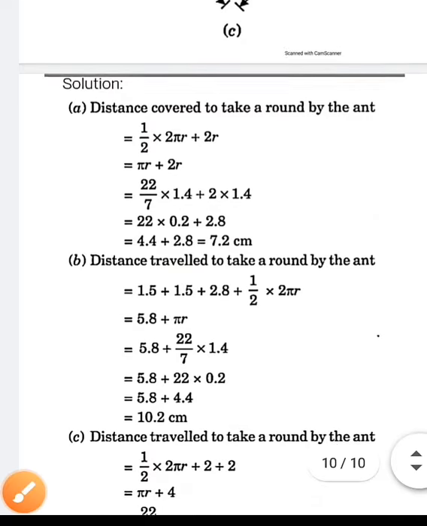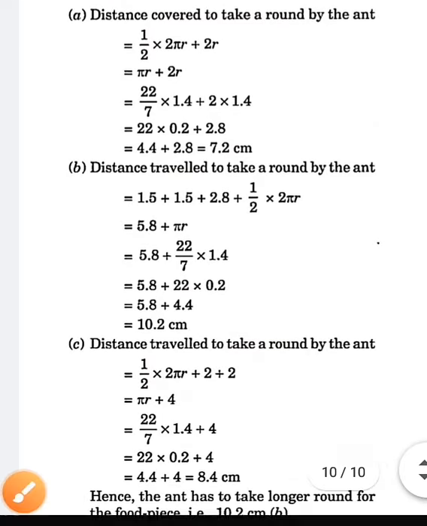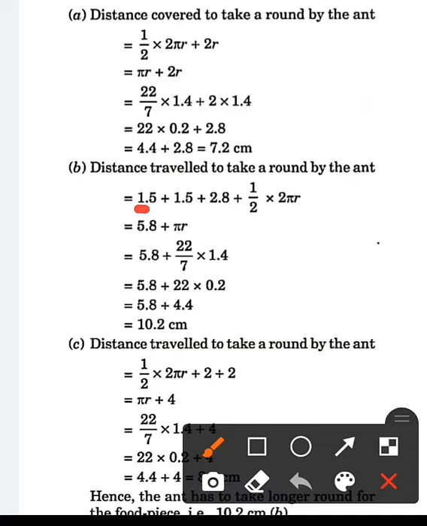Now moving ahead with the second part. The second one: the distance traveled by the ant will be 1.5 plus 1.5 plus 2.8.